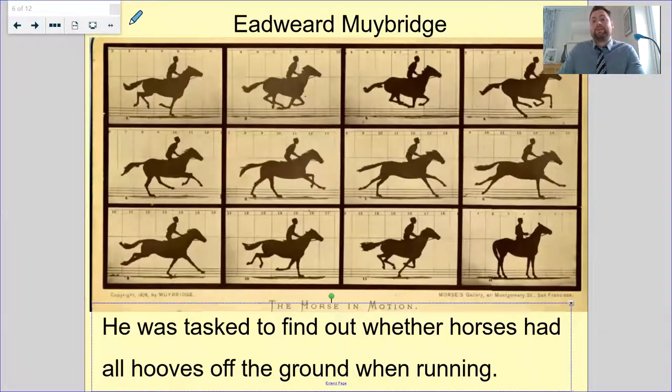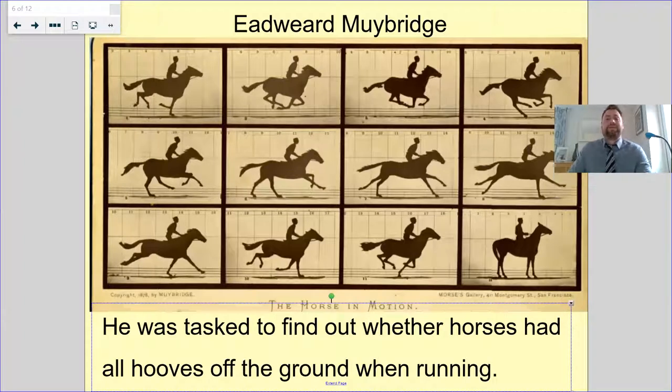So just a little bit more background information before we get onto the nitty gritty of things. Now, this isn't a spelling mistake. This is how you spell his name. Edward, okay, not Edward, Edward Muybridge. Now, in 1883, I think it was, or 1886, he was given the task to find out whether horses, when they run, have all hooves off the floor. And of course, just by watching a horse, it's very difficult because they move so quickly when they're galloping.